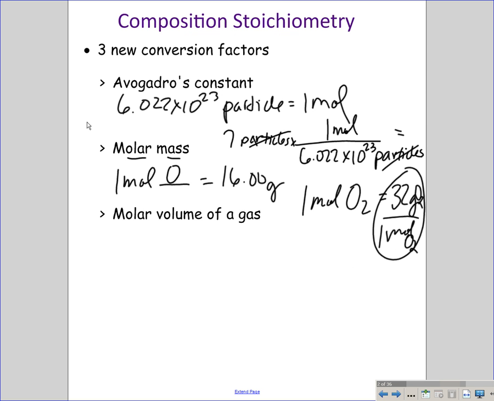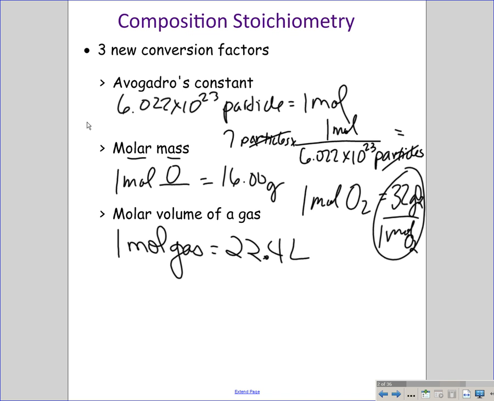Last bit here is molar volume of a gas. This one has another special conversion. 1 mole of any gas is equal to 22.4 liters. So if I had a gas that is spread out really far apart, right? If I had 6.022 times 10 to the 23rd molecules of gas, it's going to spread out so far, it's going to take up 22 liters.